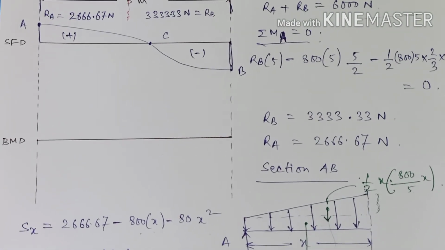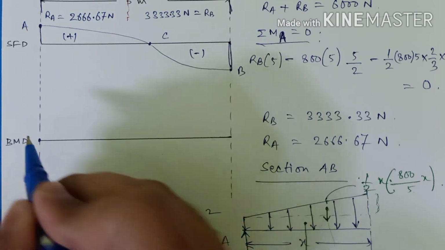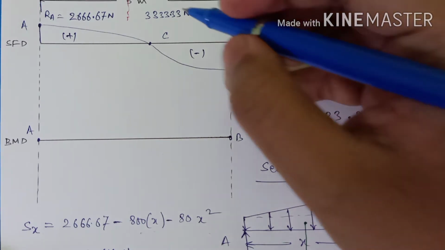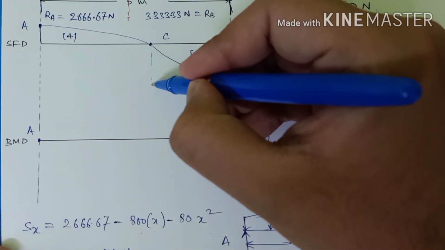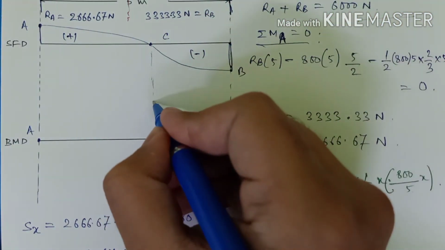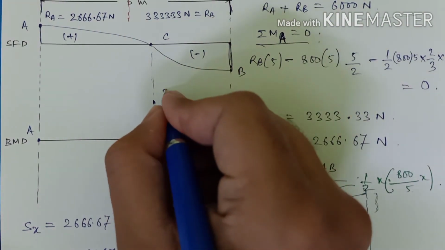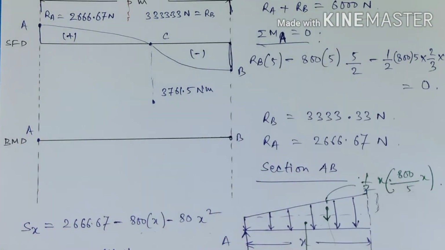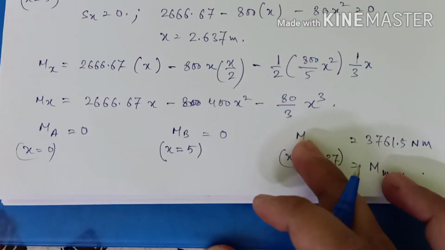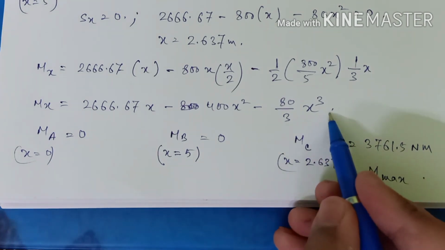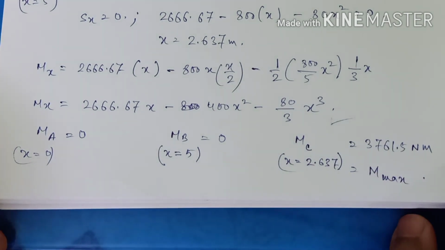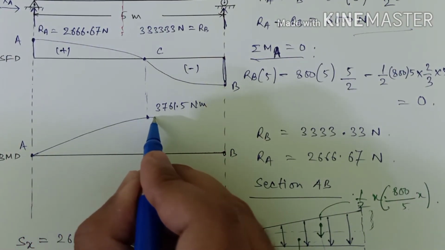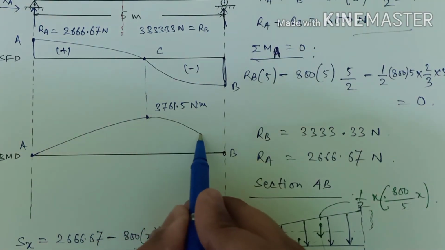So let us just plot. Here the value of bending moment is 0. This is my A, this is my B, here it is also 0, and at point C, somewhere here, the bending moment is maximum, which is 3761.5 Newton meters. How will you join this curve? This is a cubic polynomial, right? So we will join this by a cubic parabola. This will be something like this.